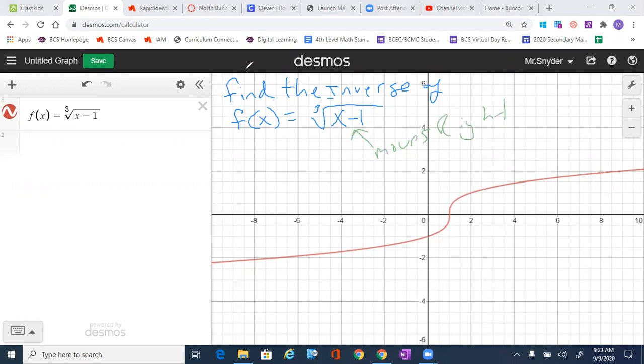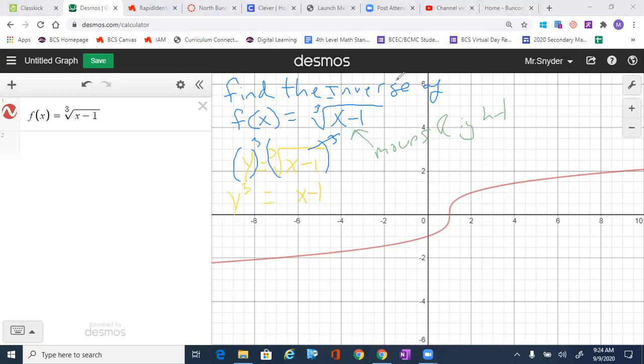So I'm going to go ahead and change that f of x to a y. And we'll put y equals the cube root of x minus 1. In the last video that we watched, we learned that the cube root and the cube are inverses of each other. And so I'm going to go ahead and cube both sides. The cube and the cube root will cancel. We're left with x minus 1 on this side, and we're left with y cubed on this side.